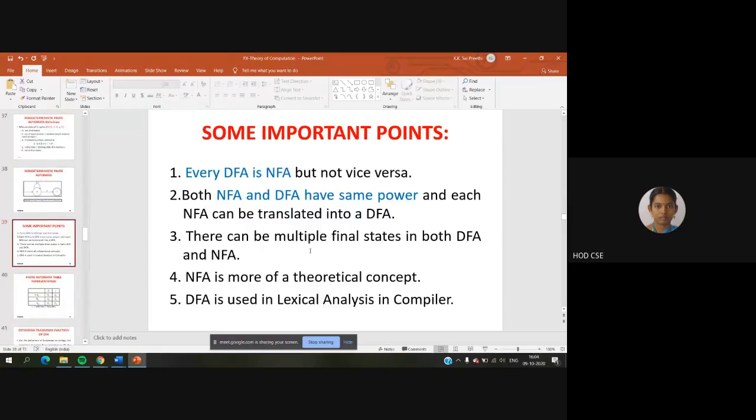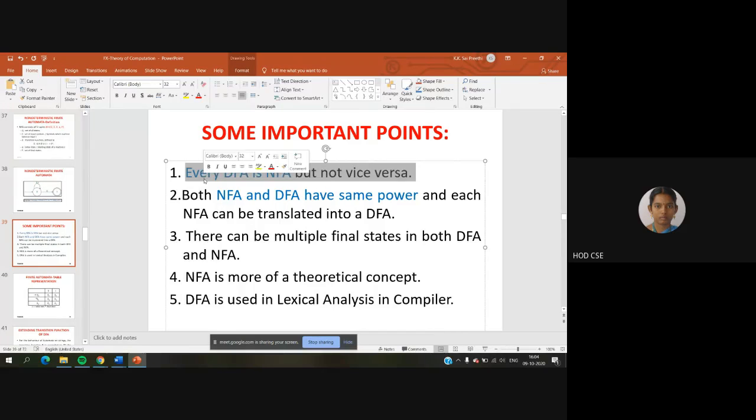And some important points with respect to the finite automata. Every DFA is NFA, but not vice versa. This point is very important with respect to the GATE. This question is frequently asked. Is every DFA an NFA? Yes, every DFA is an NFA.